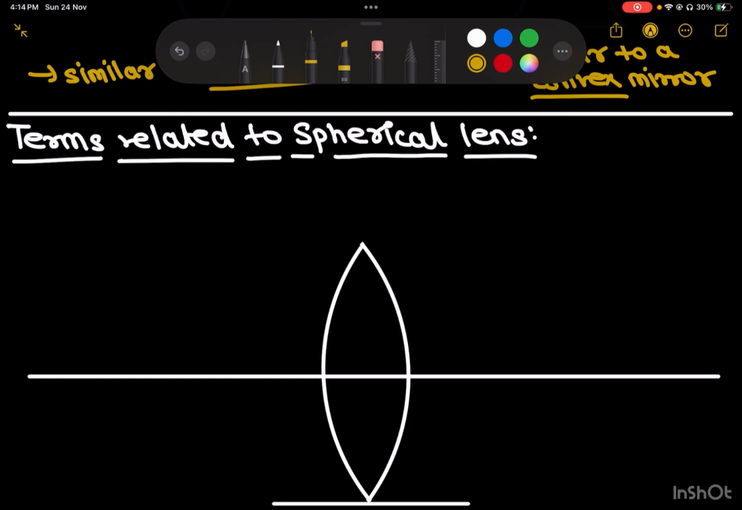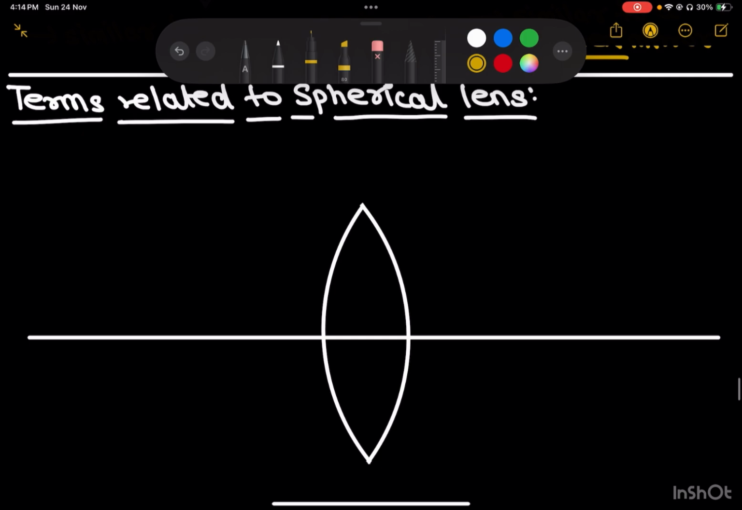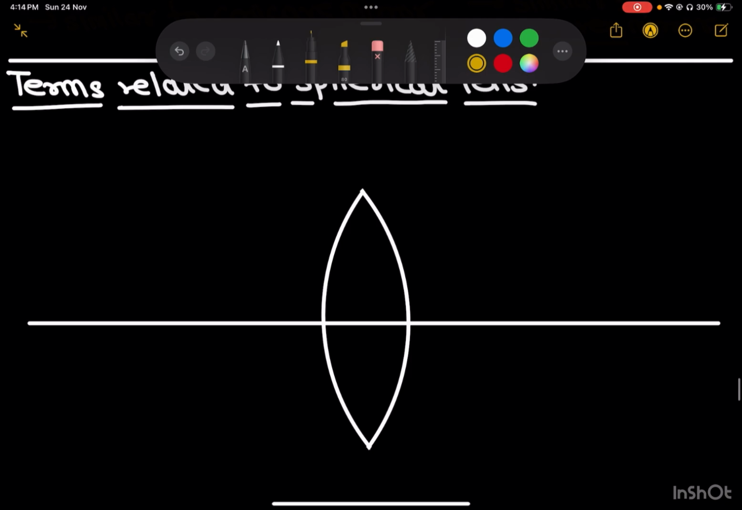when you draw the ray diagrams, right? So let's see one by one. First of all, there are two focuses. Okay, or let's start with center of curvatures. So there are two center of curvatures. Why? Because here two circles or two spheres intersect to form one lens. See, I'll show you how.